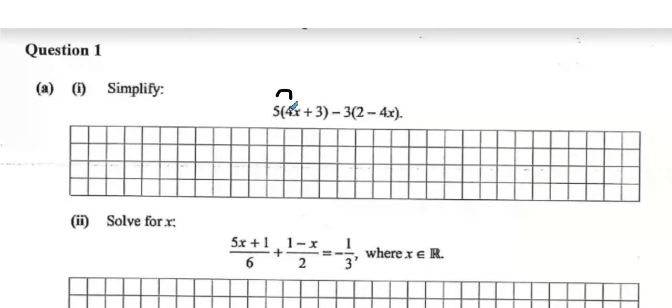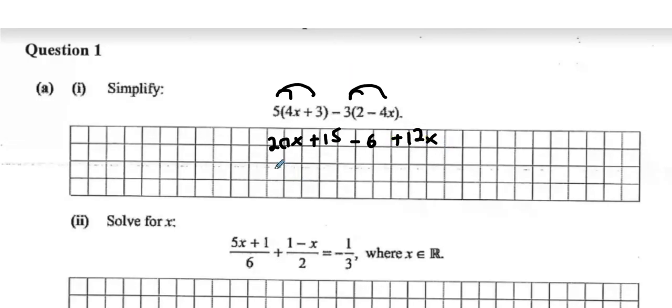5 times, you're multiplying here. 5 times 4x is 20x. 5 times 3 is 15. Minus 3 times 2 is minus 6. Double minus, that cut a few people out. That's a plus 12.